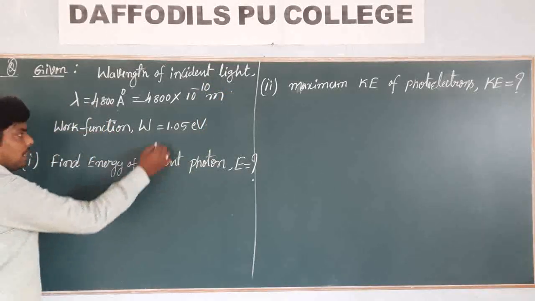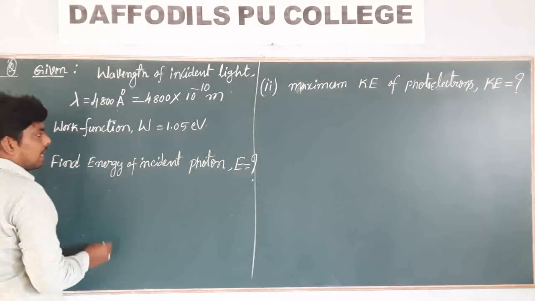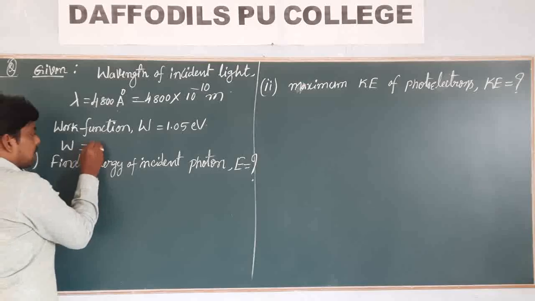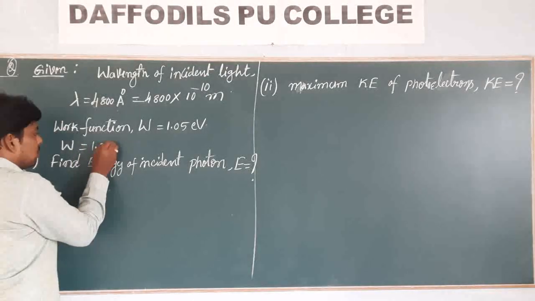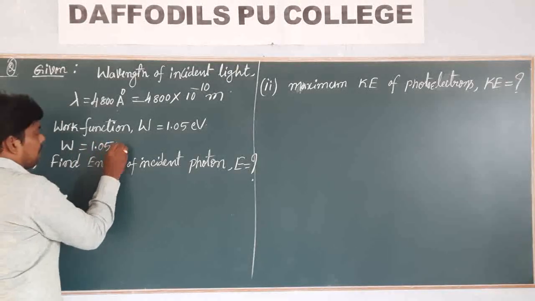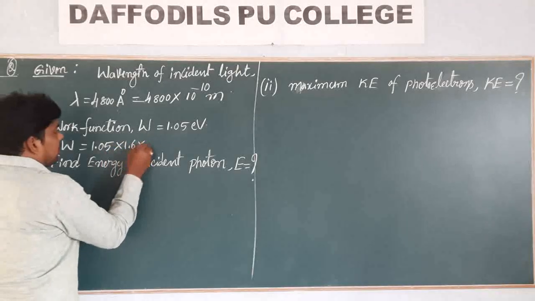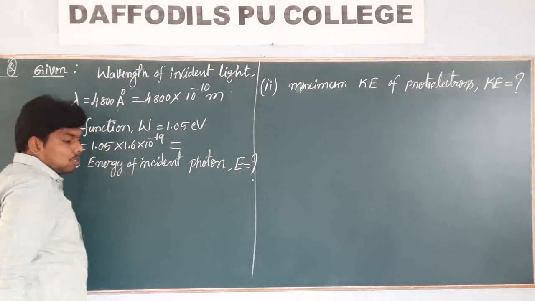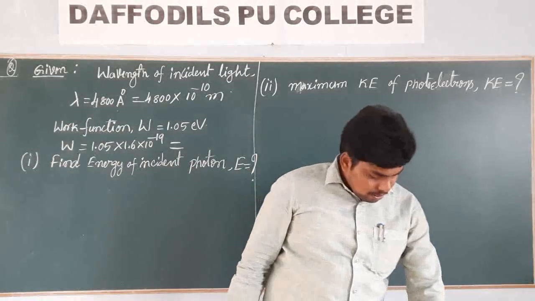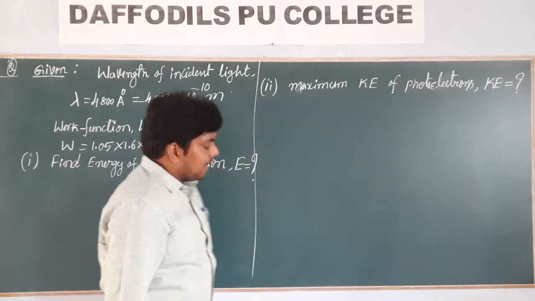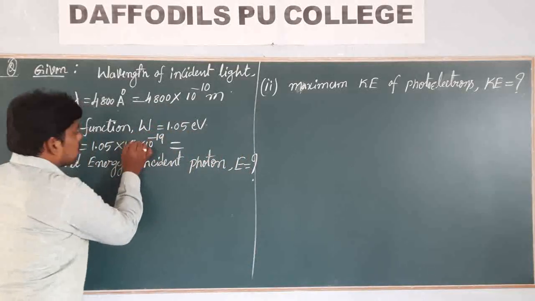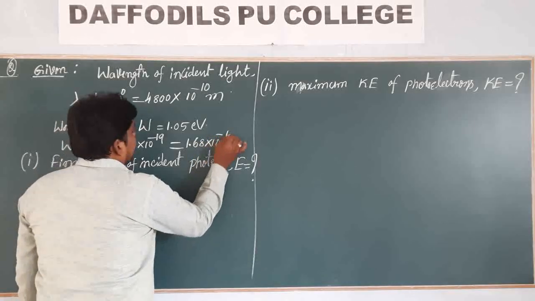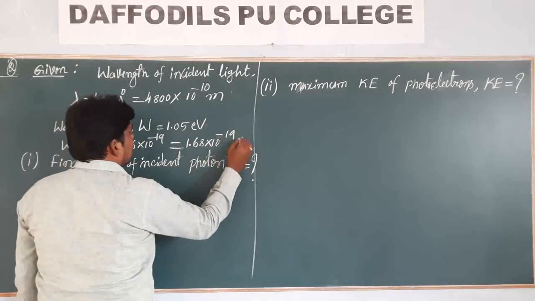Here also the work function is given in terms of electron volt. Convert this one in terms of joule, as I already said in the previous problem. 1.05 into 1.6 into 10 to the power minus 19. That is 1.6 into 1.05, which is 1.68. So the work function is 1.68 into 10 to the power minus 19 joule.